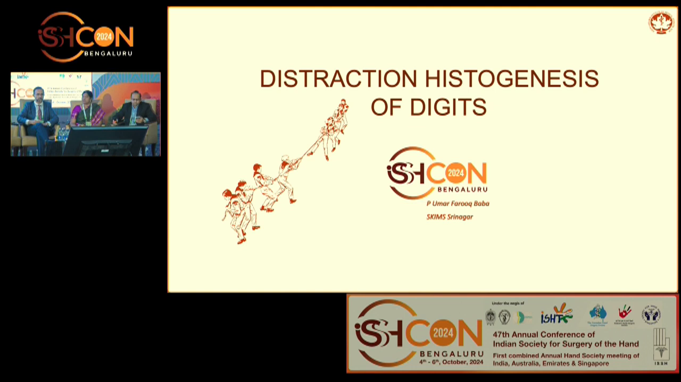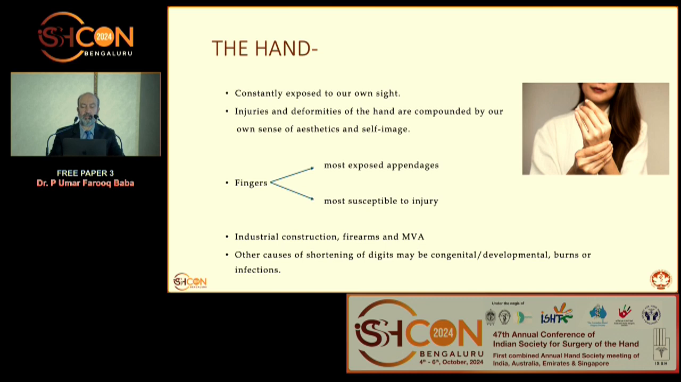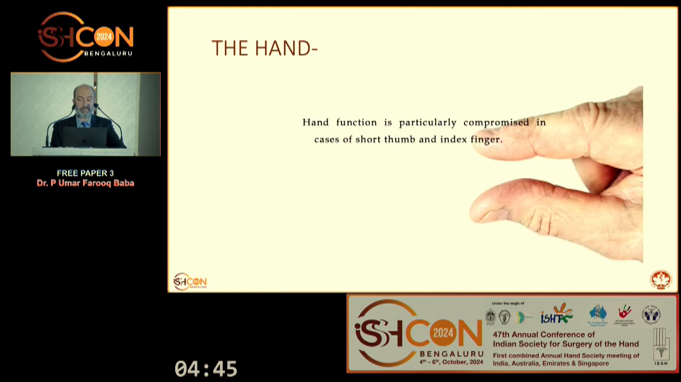Hello, a warm good morning to all. I'll be talking about the distraction histogenesis of the digits. As we all know, the hand is the most constantly exposed part of the body to ourselves. So we are the best judges of the aesthetics and self-image of our hands. And as such, fingers are the most exposed appendage and most susceptible to injury.